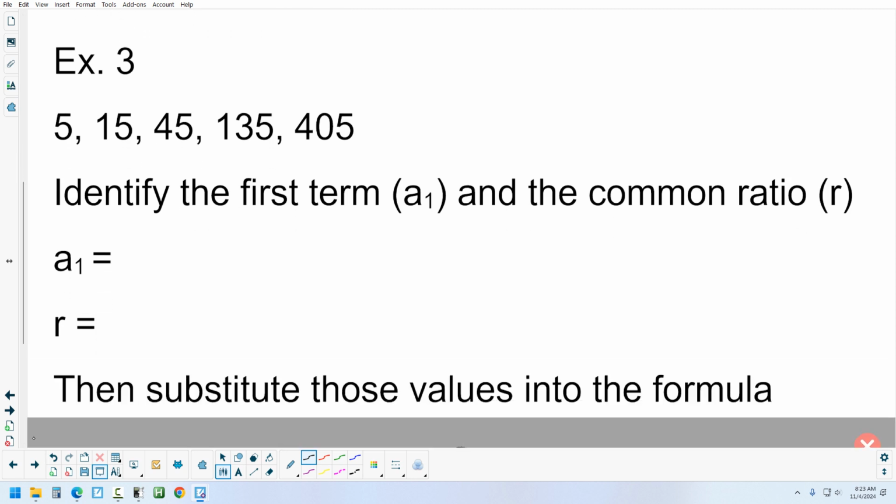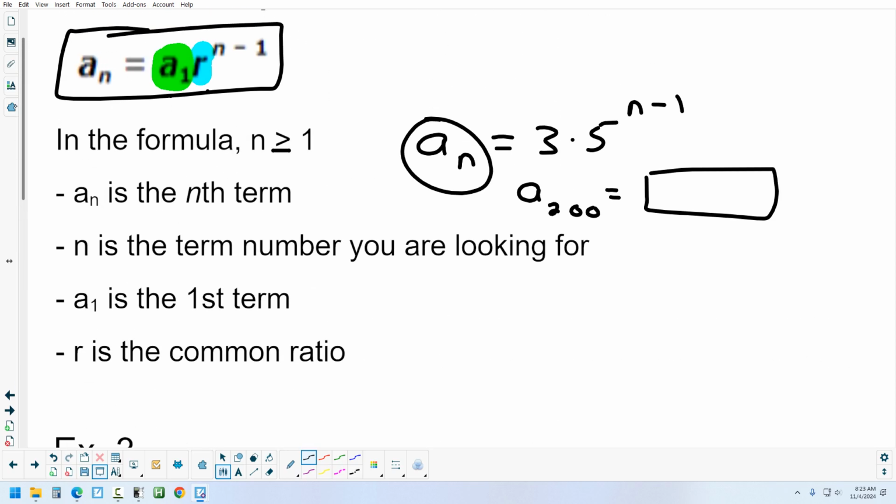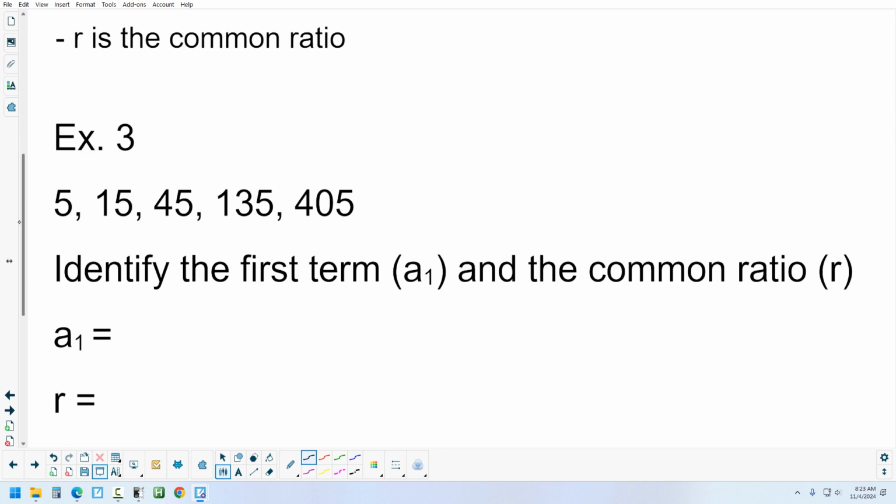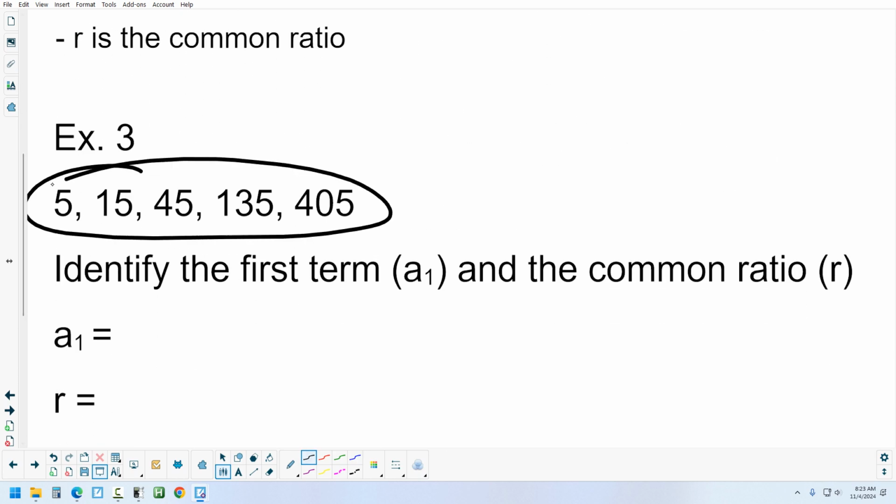So the first thing we have to do before we can substitute into the formula is identify the two things I have highlighted, A1 and R. Looking at those numbers, can anybody tell me what A sub 1 is? Yeah, 5. 5 is the very first term. If you don't know the first term, you might have to work backwards to figure it out, like if they did something like this. That's a sequence where they didn't give you the first term. You might have to work backwards and figure it out. But here they gave me the first term.